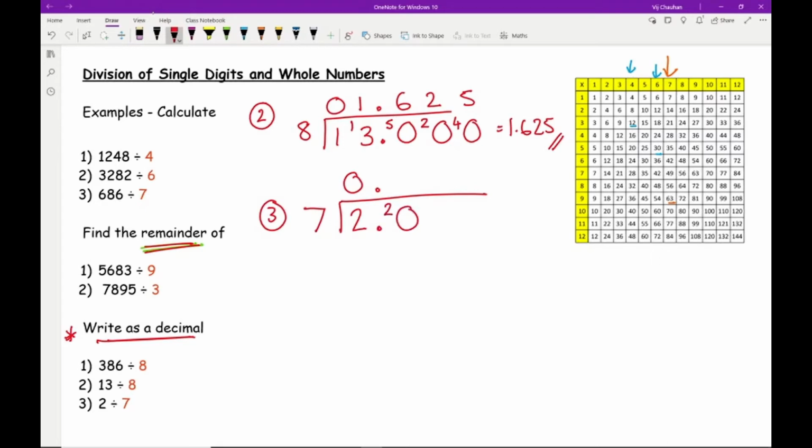So I've got how many 7s go into 20? That's going to be 2, remainder 6. How many 7s go into 60? That's going to be 8, remainder 4. How many 7s go into 40? That's going to be 5, remainder 5.